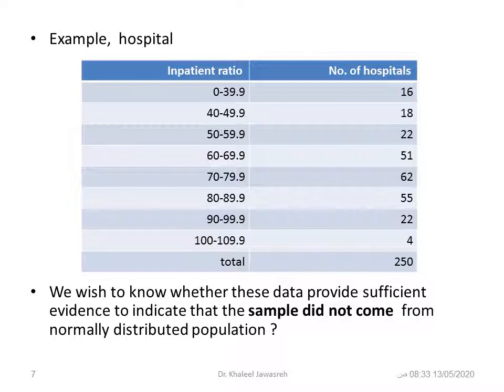So we wish to know whether these data provide sufficient evidence to indicate that the sample did not come from a normally distributed population. It's a continuation of the frequency table, and we will deal with the normal distribution, whether they are normal or not. So again, we wish to know whether these data provide sufficient evidence to indicate that the sample did not come from a normally distributed population.